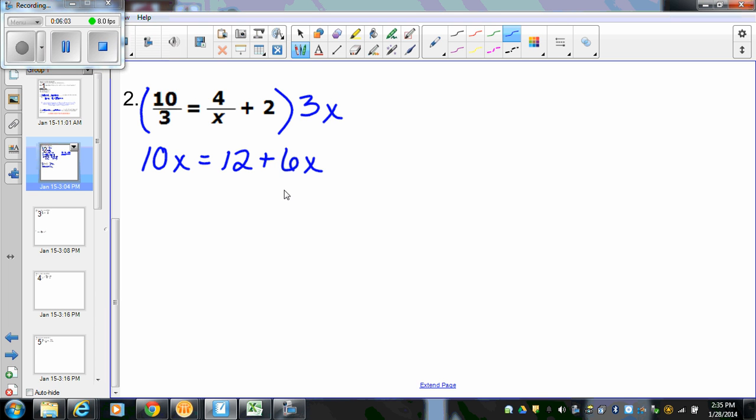So I'm going to subtract the 6x over here, so I get 4x equals 12, divide by 4, and so we get x equals 3. And then you just want to double check that up here in this denominator, if I put 3 in, no, I'm definitely not going to get 0 for the denominator, so I can keep that as my answer.